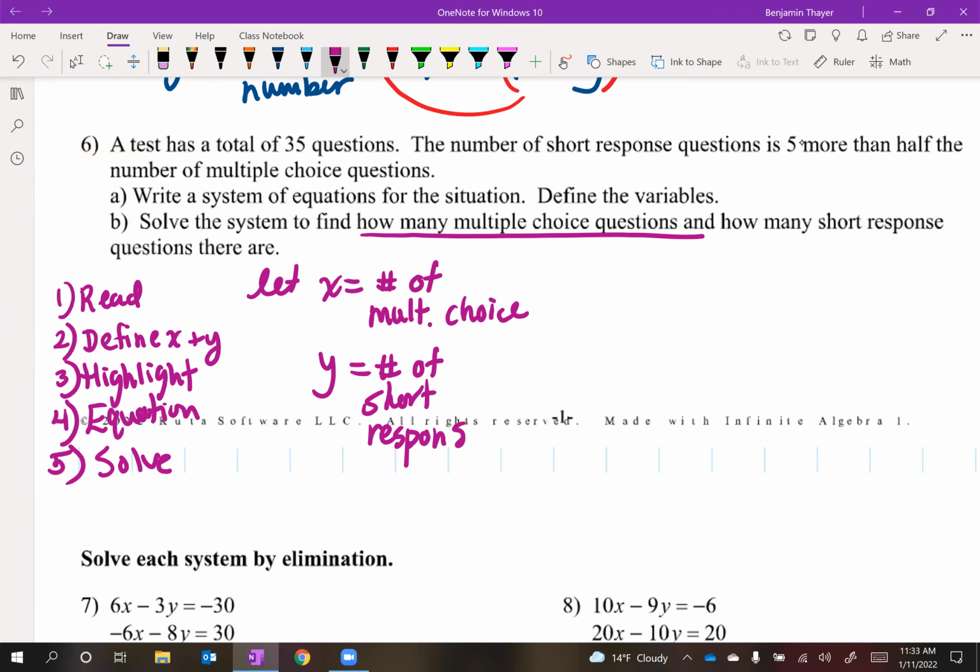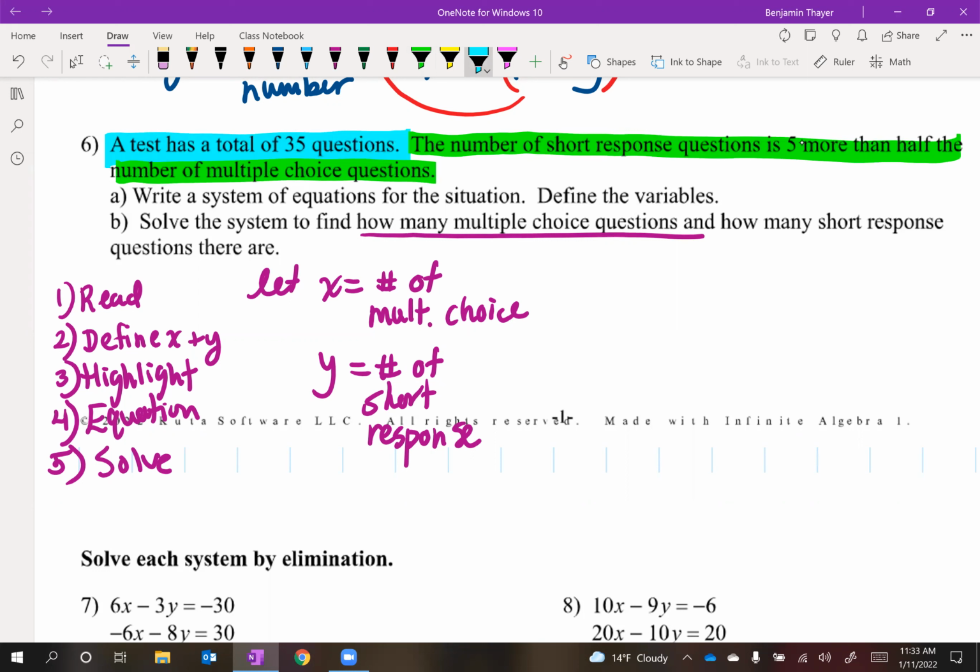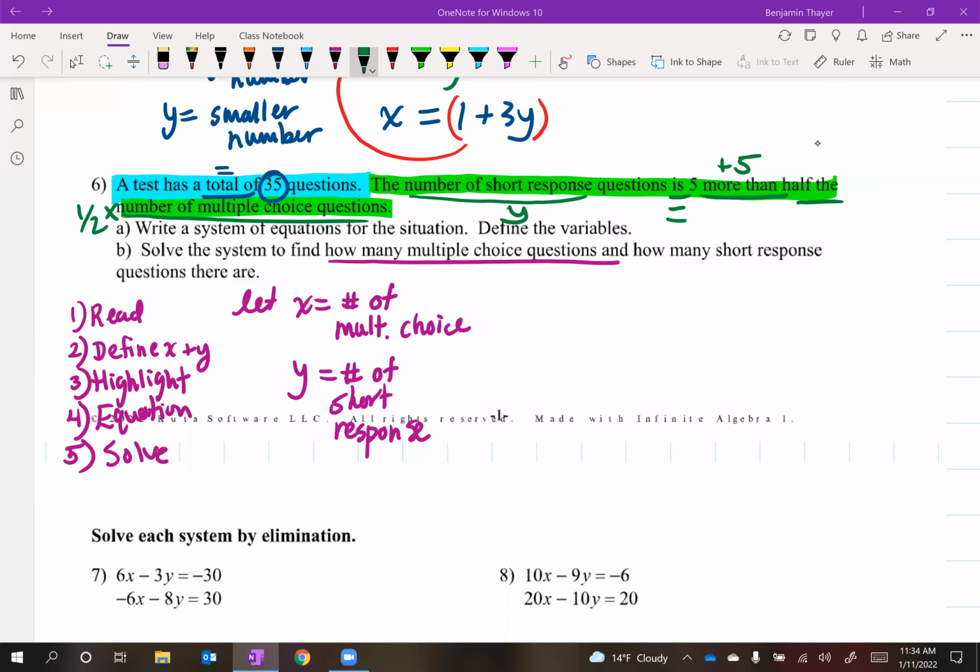And once you've defined your variables, go grab your highlighters and let's start to highlight these questions. So we're going to highlight this sentence here in one color, and we'll highlight this sentence here in another color. And we'll be able to build our equations by looking at what our variables mean and look for any buzzwords. Okay, I've marked up my sentences, looking at some of the buzzwords. Let's write our equations down. We've got a combination of multiple choice and short response totaling to 35 questions. Our second sentence tells us the number of short response, or the y variable, is or equals 5 more than, so that's plus 5, or 5 plus half of the multiple choice, 1/2 x.